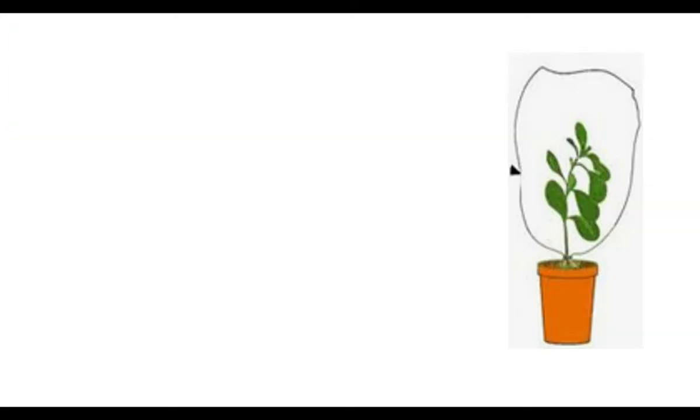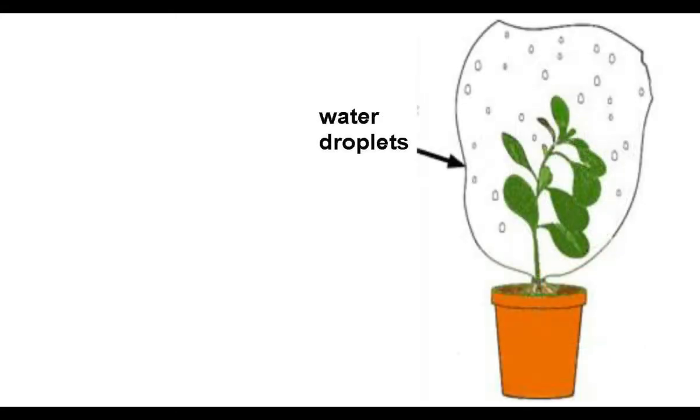Let us see an experiment. In this experiment, a potted plant is covered by polythene sheet. A plastic sheet covers the aerial parts. It is kept in sunlight for a few hours. What can we observe? We can observe water droplets on the surface of the plastic sheet. This is because of transpiration.